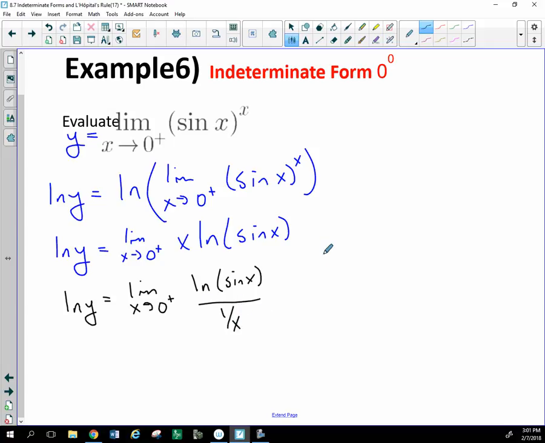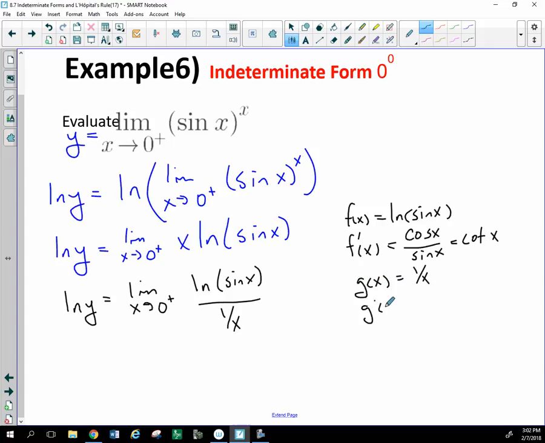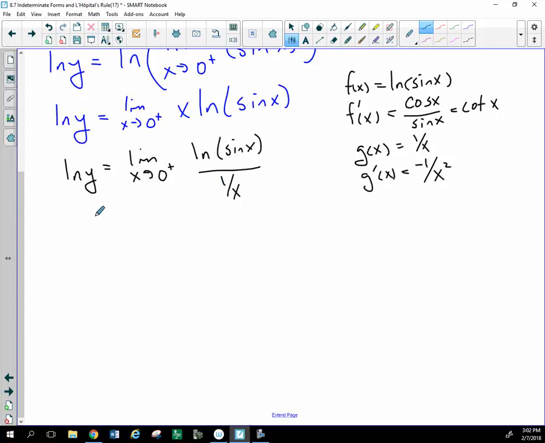And so now if I take the derivative, if I said f of x was ln of sine of x, when I took the derivative of that, I will be left with the derivative of the inside, u prime over u, would be cosine of x over sine of x, also known as cotangent of x. And on the bottom, if I had g of x equal to 1 over x, g prime of x is equal to negative 1 over x squared. All right, so that's what we get when we take the derivatives of the top and bottom, because we're still stuck with zero. This is zero on the bottom, it's zero on the top, so we're stuck with that until we take the derivatives.